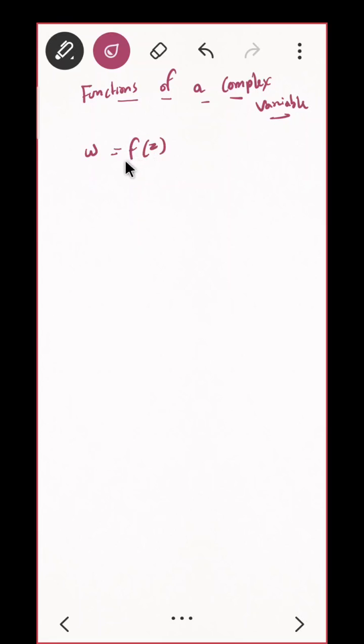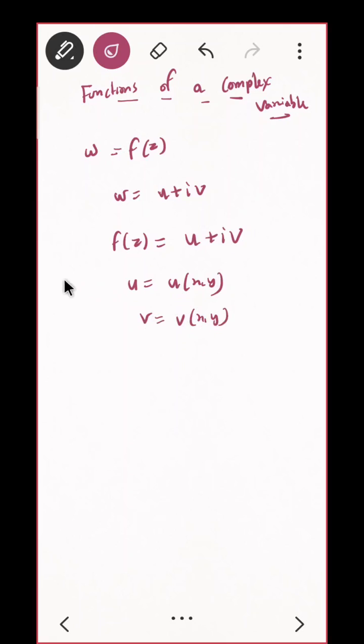Now if you try to separate the real and imaginary parts, that is, if you put w equal to u plus iv, then your function f of z will be u plus iv, where u is u of x, y and v is v of x, y, and where your z is x plus iy. So in general, this is how your function looks, where u and v are real valued functions.